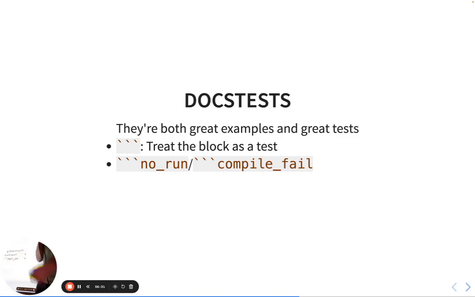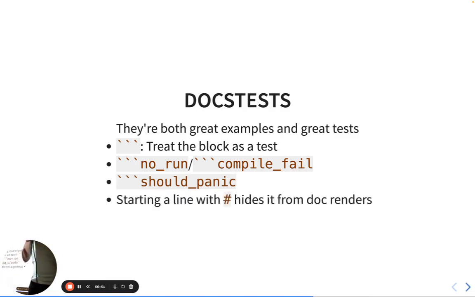Or maybe you want some code to actually fail. Like if you're writing a crate like ghost token, where you actually want to prove to your users, hey, this crate will not allow this thing to compile because it shouldn't. Well, you can have tests to prove that it doesn't compile. Should panic basically does the same thing, except at runtime. And if you don't want all your documentation to become code, you can just put a pound sign in front of it and it disappears.